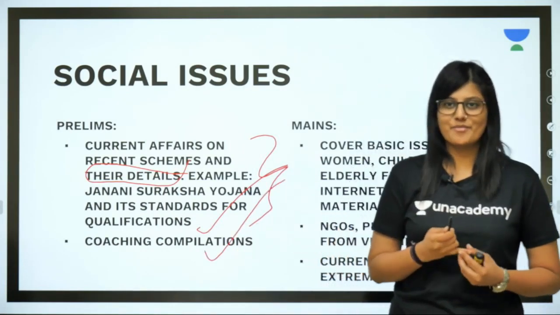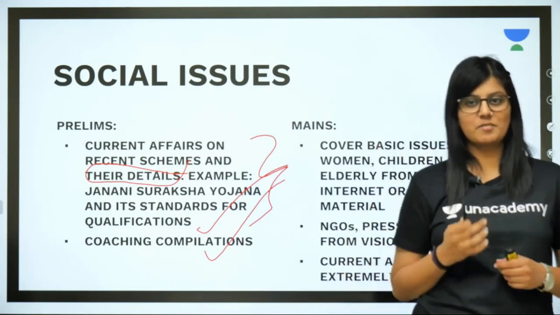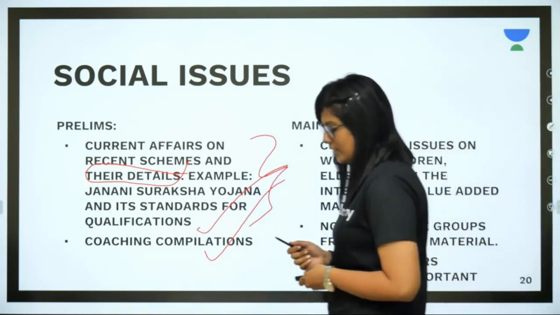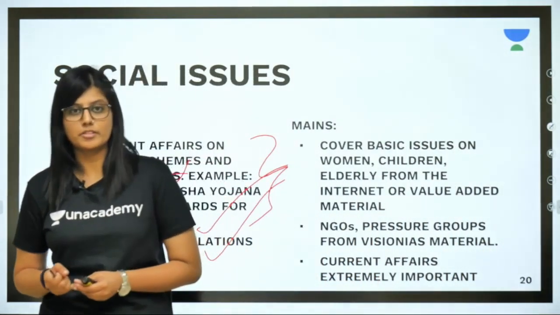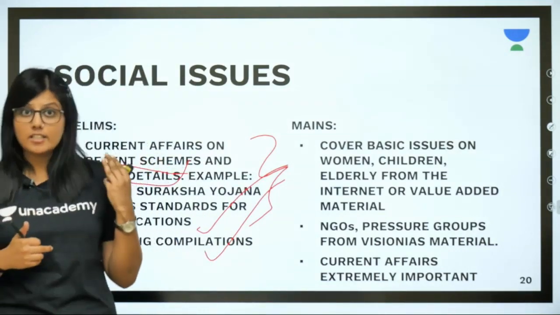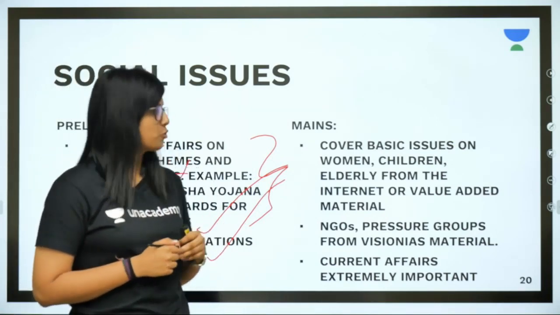Like I remember in my time there was an IAS Parliament, if I'm not wrong, that compiled all the schemes and the relevant prelims oriented issues with it. So you can use that. For mains, I would say that cover basic issues on women, children, old persons in respect of the stats, the problems that they face, the solutions, and some committee recommendations and bills if it's important. That is part of social issues.